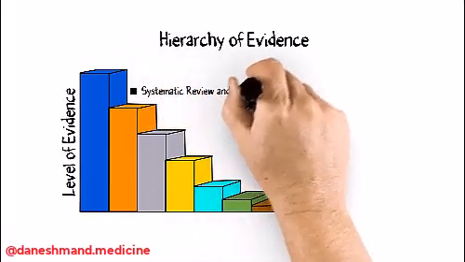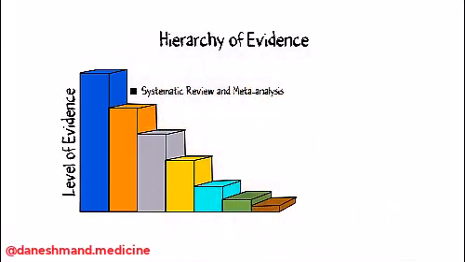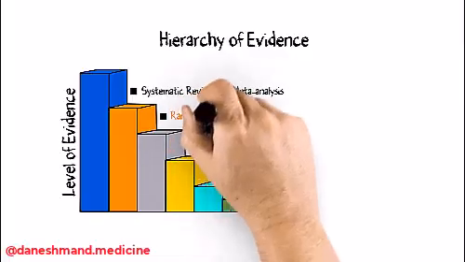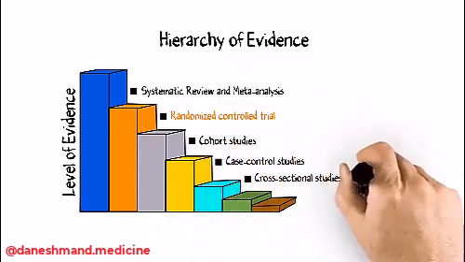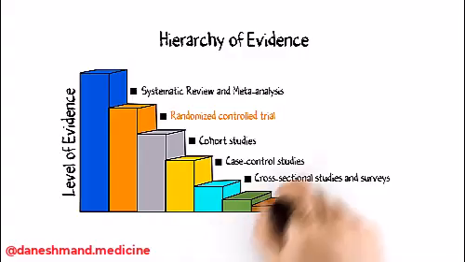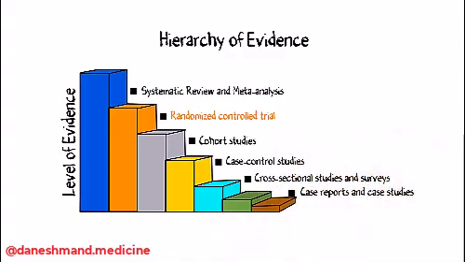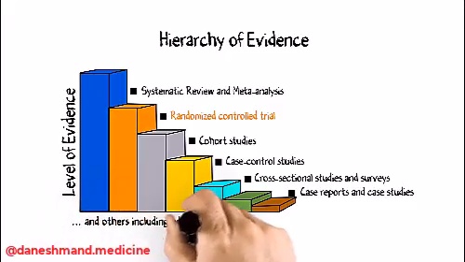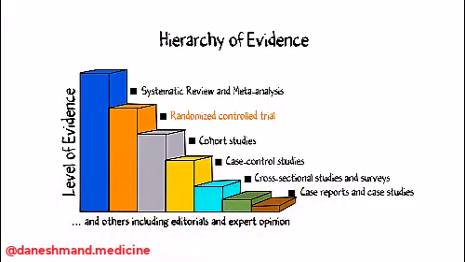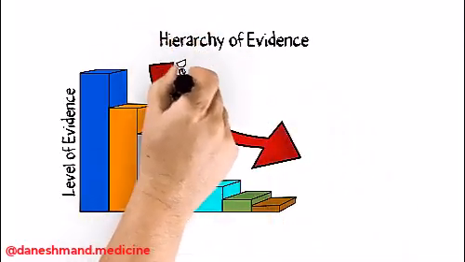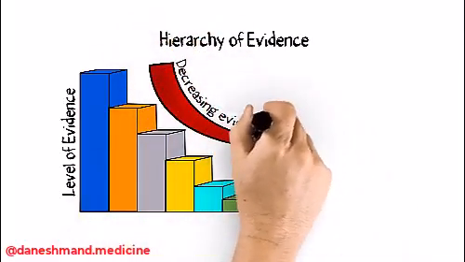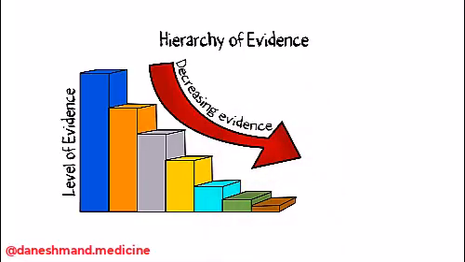A. These include systematic review and meta-analysis. B. Randomized controlled trial. C. Cohort studies. D. Case control studies. E. Cross-sectional studies and surveys. F. Case reports and case studies. And others including editorials and expert opinion. Going from left to right, one goes from extremely mathematical rigorous to increasingly speculative.